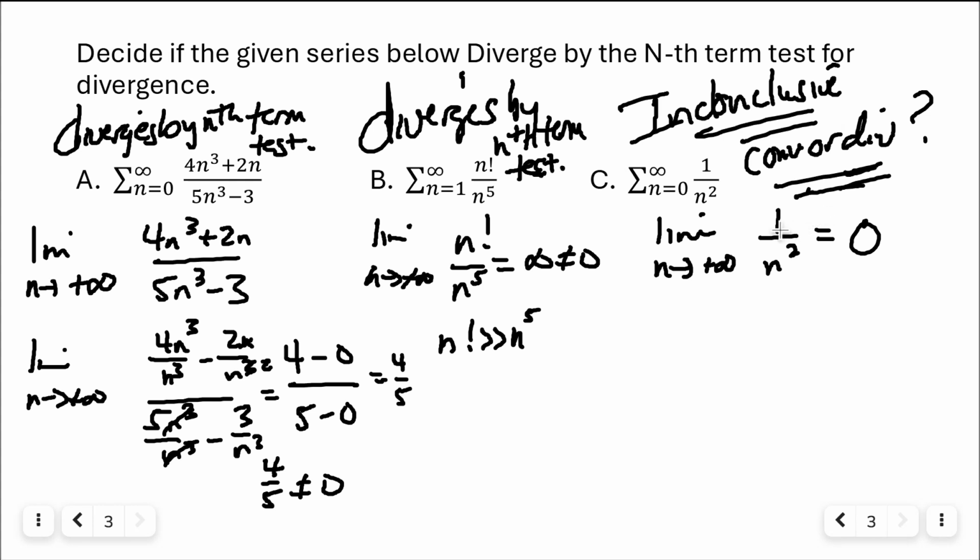It only works in certain cases. It can tell me whether a series diverges in certain cases, but in other cases, it can't tell me anything. And that's important.